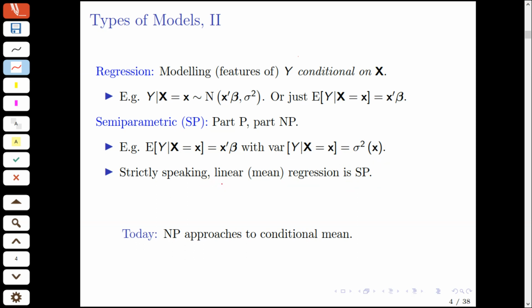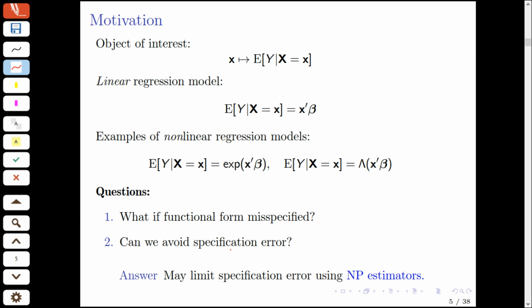Now, the topic for today's lecture is to instead consider nonparametric approaches to modeling the conditional mean, and develop estimation methods for such nonparametric approaches. So, for today's lecture, our object of interest lies in the conditional expectation of y, viewed as a function of the conditioning variable.